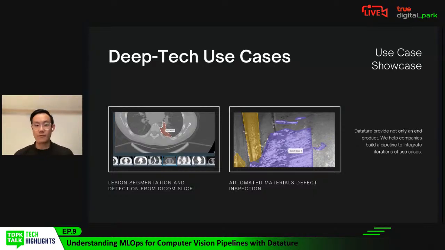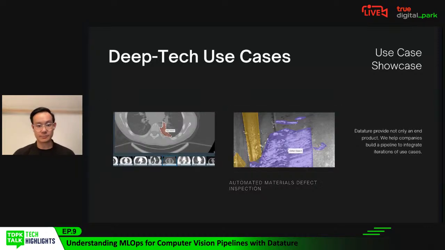Remember, all of these use cases, while they might seem very different to us, a building, a cat, a brain cell scan, ultimately these are just pixel values, numbers behind the image that the model would just have to learn. So all of these use cases are all possible on the Datature platform.